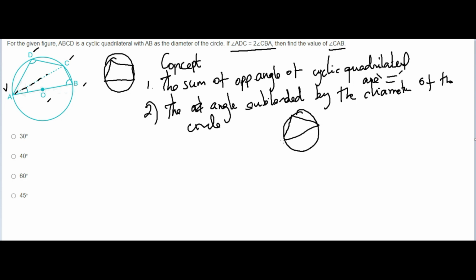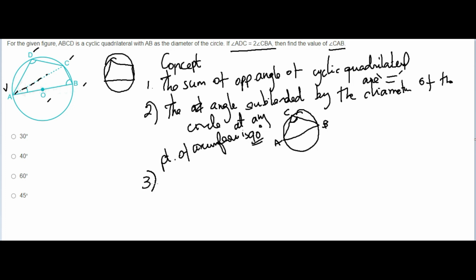So it is like a triangle. Here you can make A, here you can make C, and you can make B here. So this is the angle subtending, and that is very important. The angle subtended by the diameter of a circle at any point of the circumference is 90 degrees. That is very important.